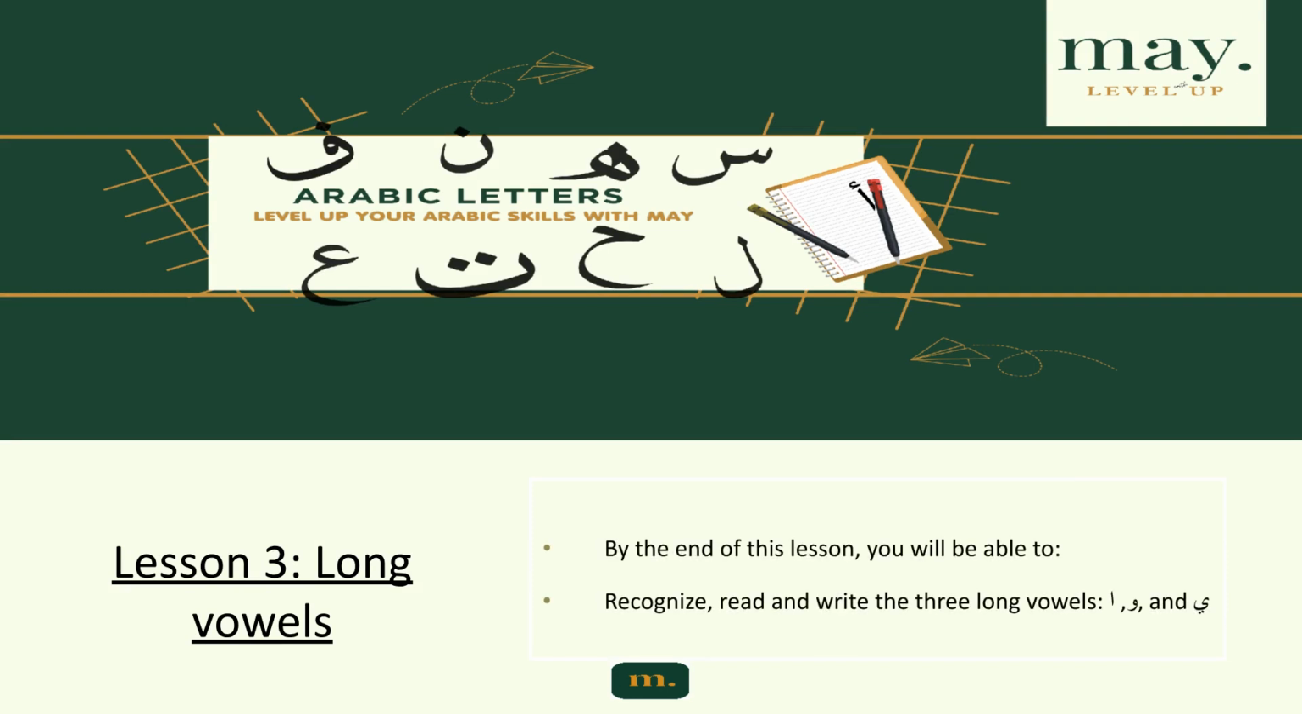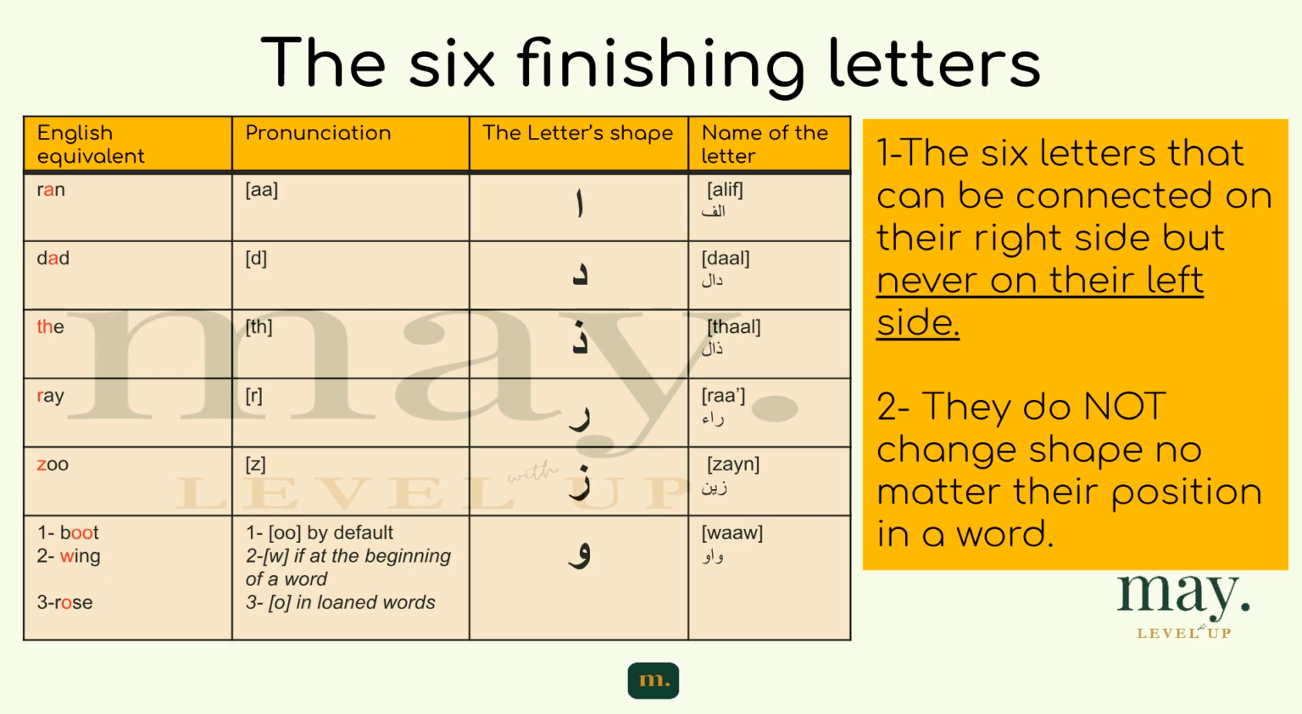By the end of this lesson, you'll be able to recognize, read, and write the 3 long vowels in Arabic. Let's begin with a quick revision of the 6 finishing letters. Each has a specific name and pronunciation as shown here. I mentioned earlier in the course that the pronunciation of the letter is more important than its name at this stage because it is less confusing.